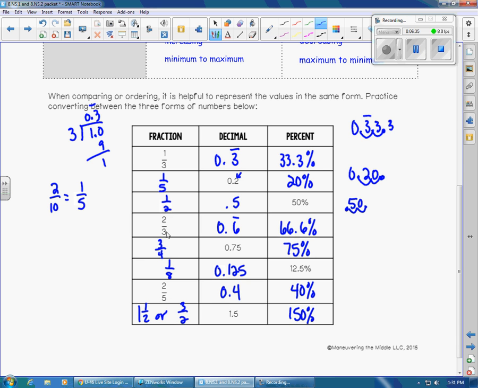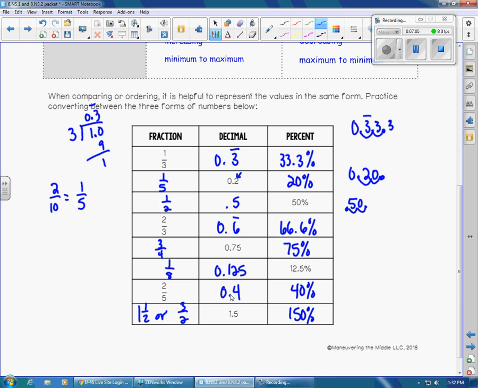2/3. If you divide 2 by 3, you're going to get 0.6 repeating, which would be 66.6%. 0.75, 3/4, guys, which is 75%. 12.5%, again, you're hopping your decimal backwards, so that would be 0.125. Converting that into a fraction, it would be 125 over 1,000 and then reduce from there if you don't know it off the top of your head.